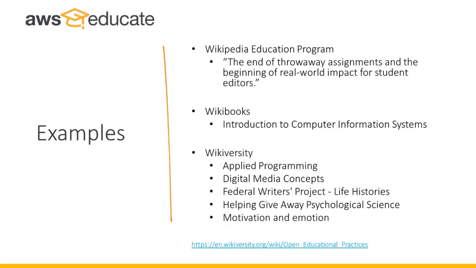One of my favorite projects on Wikiversity is the Federal Writers Project Life Histories. This is created by a set of English courses at the University of North Carolina, Chapel Hill. In their English 105 course, which is a writing composition course, rather than having the students create term papers that get thrown away at the end of the semester, their term papers are written on Wikiversity, complete with references, complete with all of the typical activities you would see in a writing project.